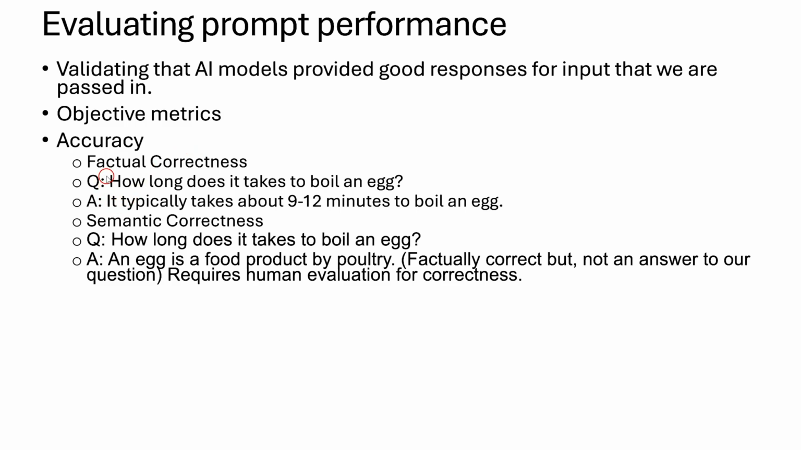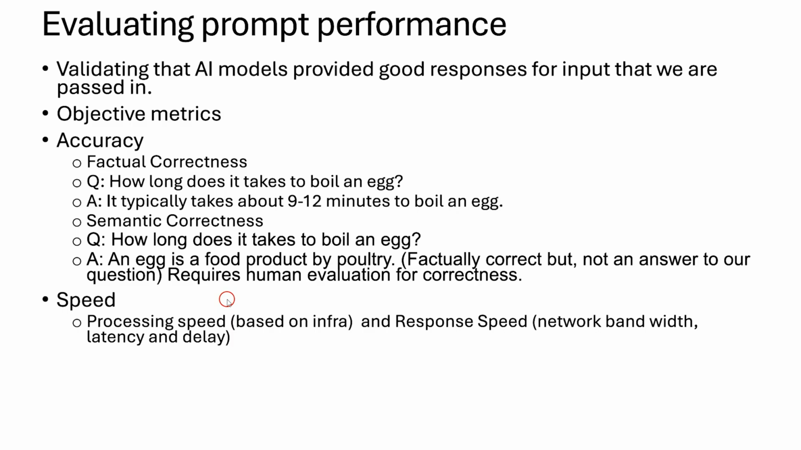And the second one inside the accuracy metric is semantic correctness. For example, the same question, how long does it take to boil an egg? But we got the response, an egg is a food product by poultry. So even though it's a factually correct answer, because an egg is a food product by poultry, it is not an answer to our question. So in these cases, human evaluation is required for correctness. You have to check for accuracy.